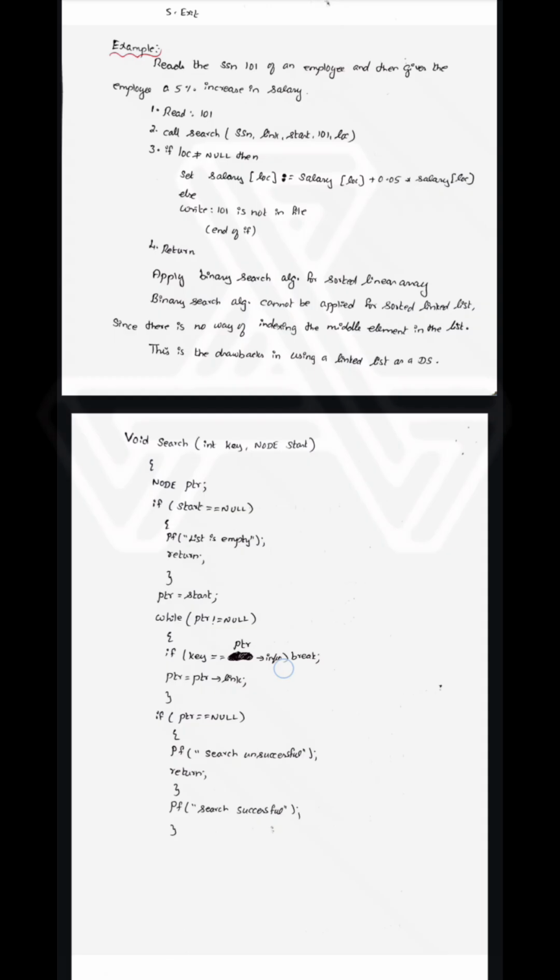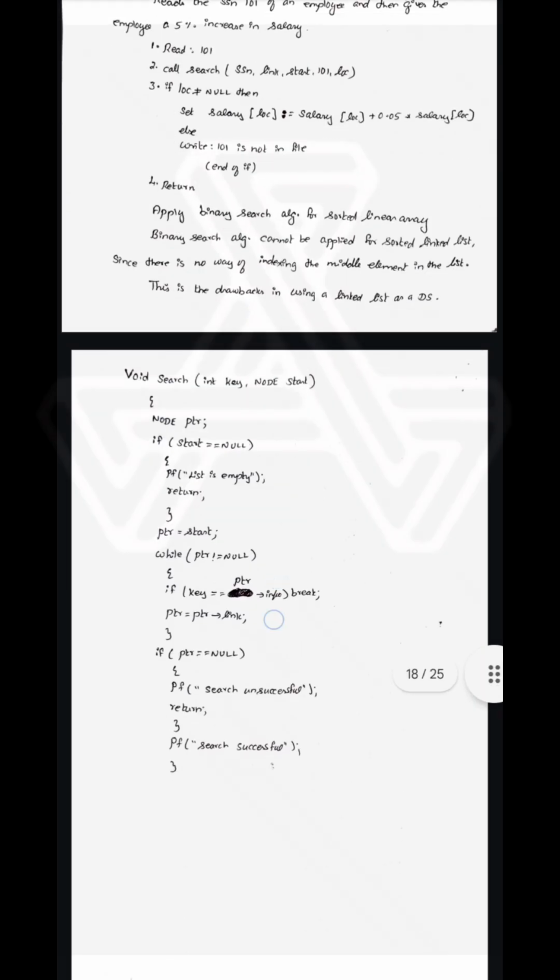Apply binary search algorithm for a sorted array. Binary search algorithm cannot be applied to a sorted linked list, since there is no way of indexing the middle element of the list. This is the drawback of using the linked list as a data structure.